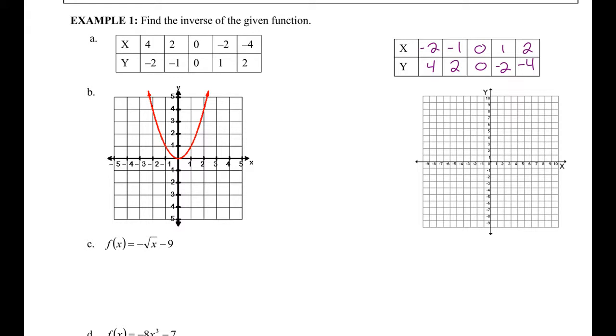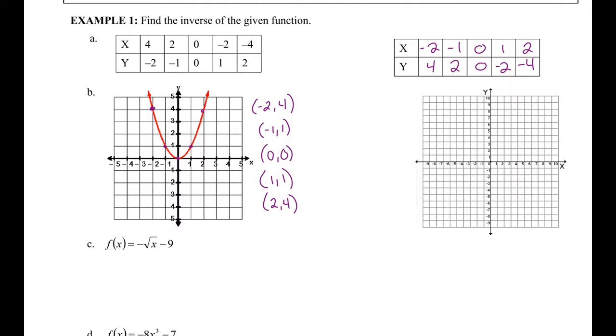You can do the same thing for graph B. I'm going to identify a few points on my parabola. So I'm going to use the points (-2, 4), (-1, 1), (0, 0), (1, 1), and (2, 4).